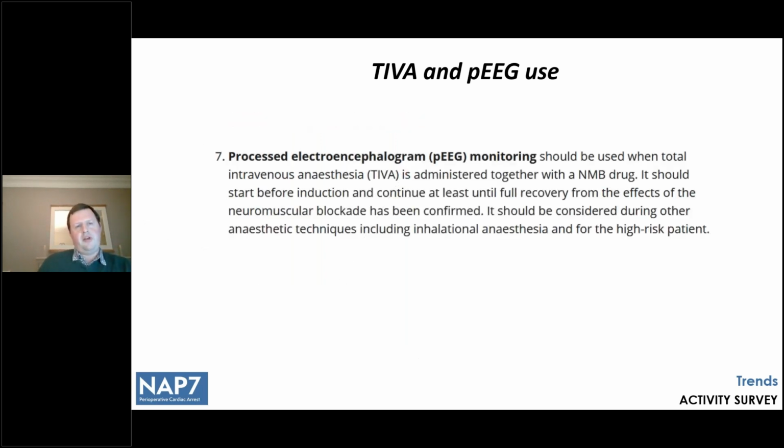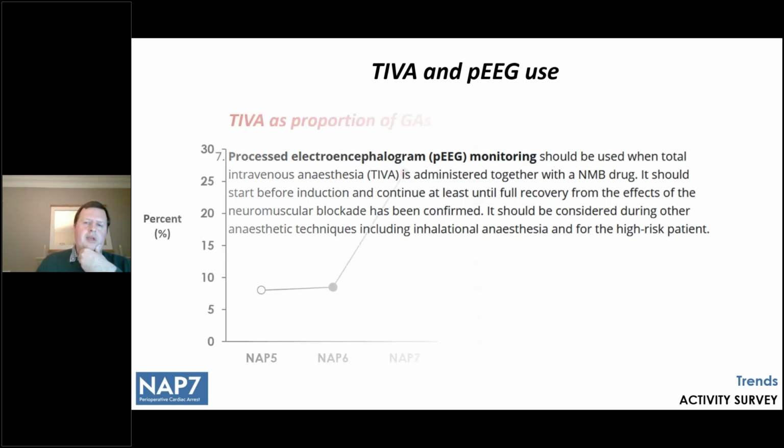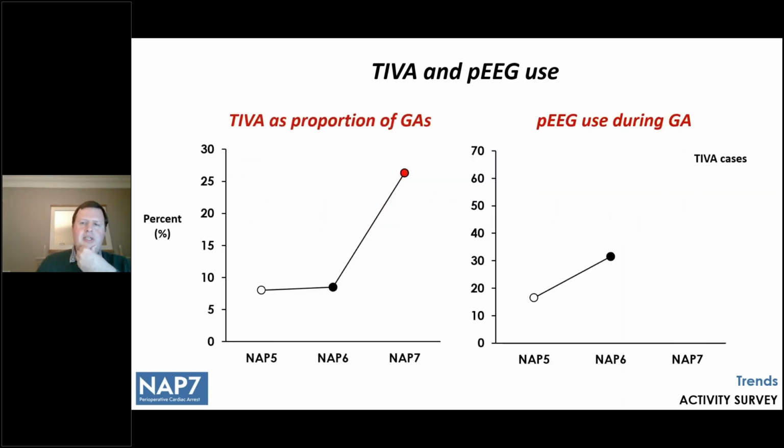But from a monitoring point of view, how does that fit with the use of processed EEG? The guidelines say that it should be used whenever TIVA is used with a neuromuscular blocking drug. And what we have seen is that processed EEG monitoring was on the increase between NAP5 and NAP6, so about 30% of cases that were having a TIVA anaesthetic had processed EEG monitoring during NAP6, and that's gone up to 60%. Now, what we don't know is how many had neuromuscular block or not. I suspect that those who had neuromuscular blocking agents are even higher, probably 80 or 90%, which is good news.